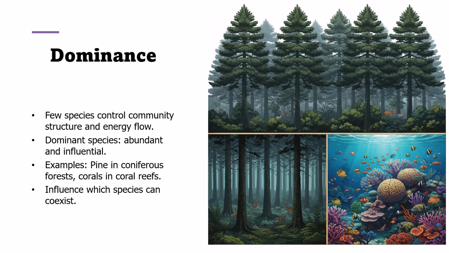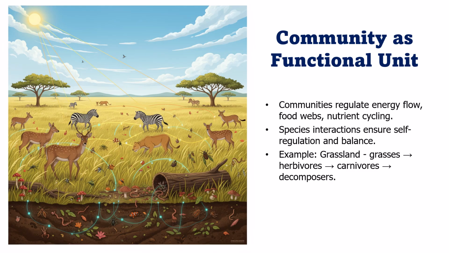Understanding dominant species is crucial for management because losing them can trigger cascading effects and disrupt the balance of the entire community. A community functions as an integrated system where different species interact with one another and with the environment.